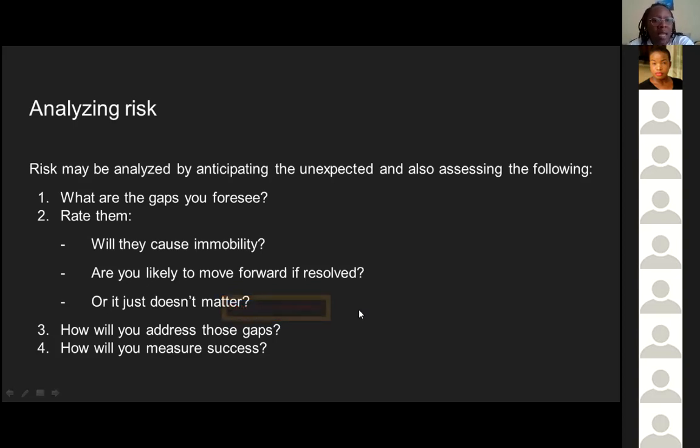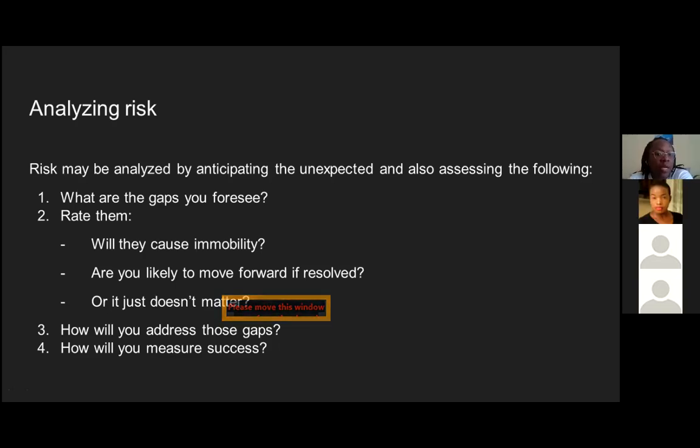So risk can be analyzed by anticipating the unexpected and also assessing the following. What are the gaps you foresee? Then you rate them. Will they cause immobility? Are you likely to move forward if this issue is resolved? Or is it a screen that's stuck, or it just doesn't matter? Those are some of the things you want to look at. And then, how will you address those gaps? And then how will you still be able to measure success even in the presence of risk?